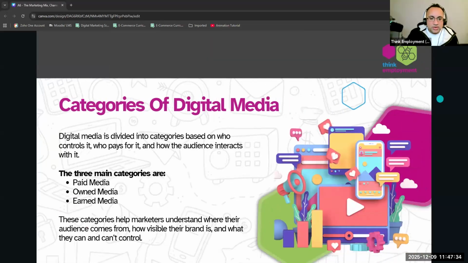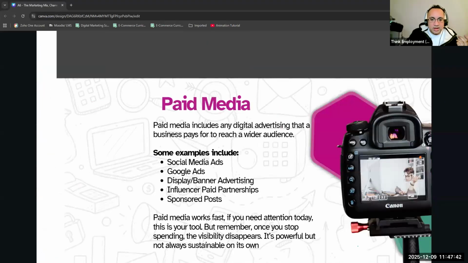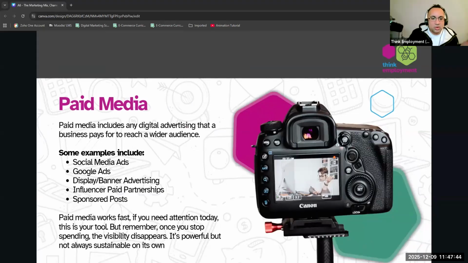So categories of digital media. There are 3 different categories. There's paid media, there's owned media, and there's earned media. Paid media is obviously like social media ads, Google ads, banners, things that we pay for. Okay, whenever we pay, it works fast.